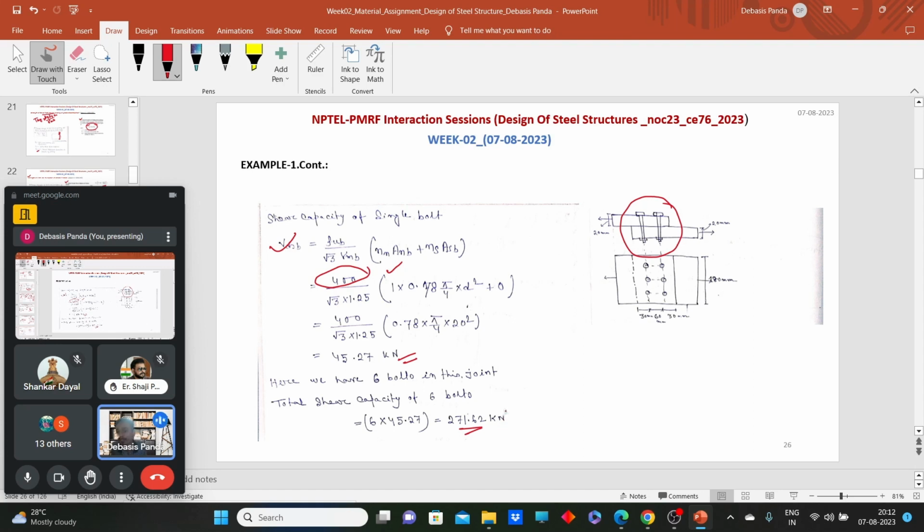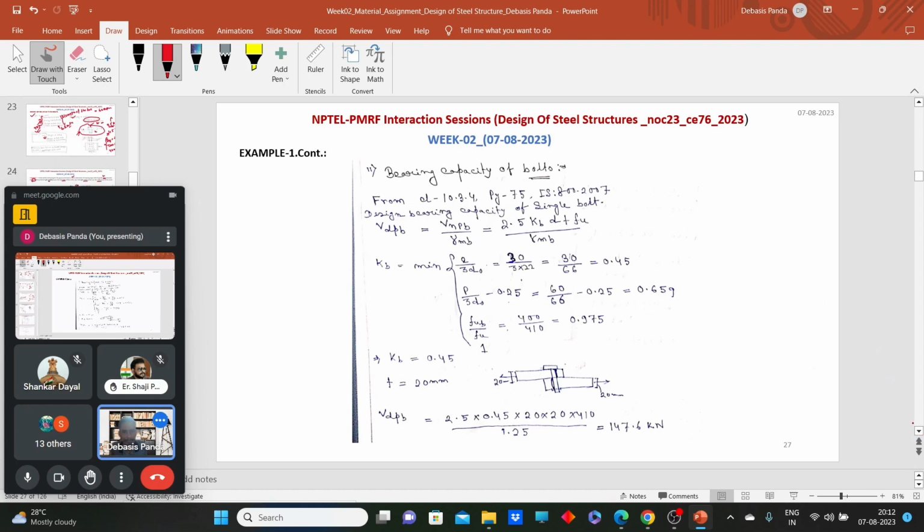Now what do we need to find out? We need to find out the bearing capacity of the bolt. So for bearing capacity of the bolt, clause 10.3.3, we have the formula 2.5 kb d t fu by gamma mb. So we know the fu value. What is the value of fu? 410, because we have Fe 410 plates. What is the value of d? Diameter of the shank? 20 mm.